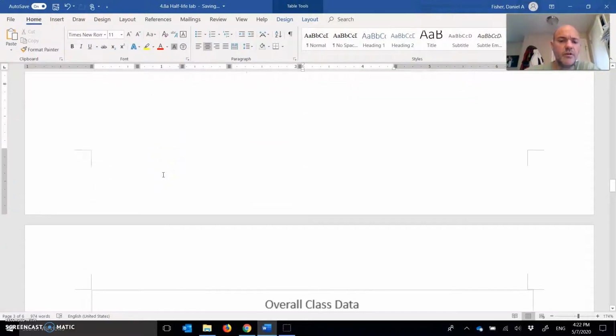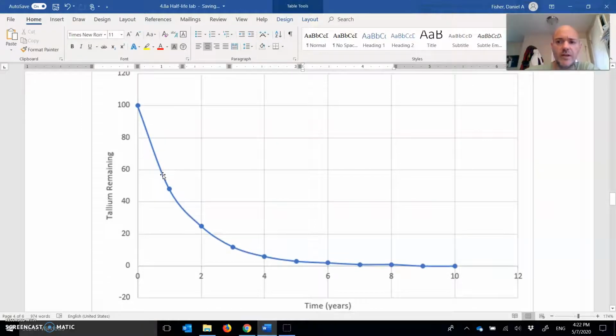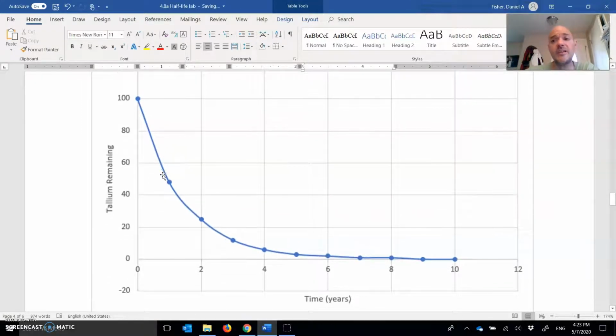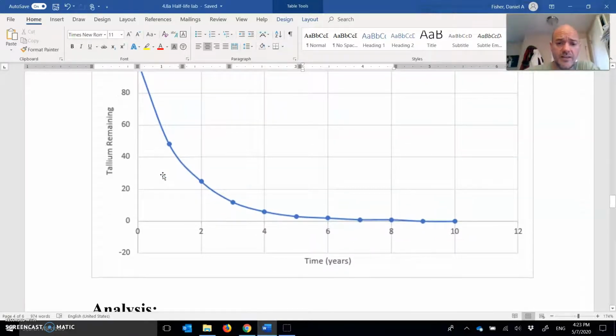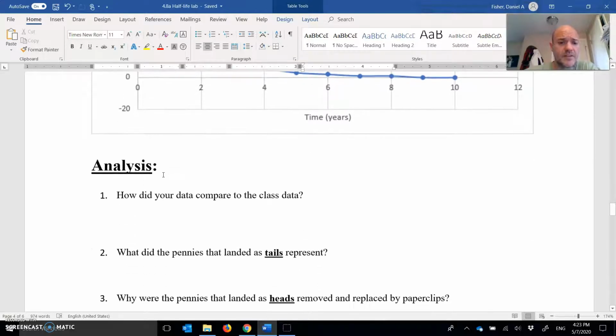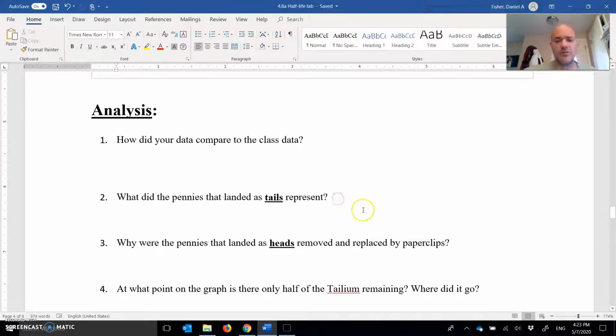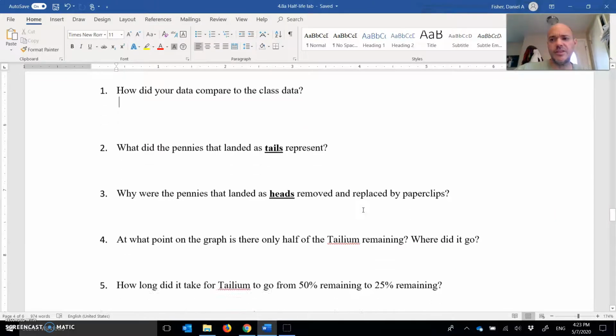And then below we have a data graph from what happened last year. And I'll be honest, this wasn't last year in my class, although my class was very similar to this last year. It looks a little like this. So think about how your data compared to the class data. Think about what the pennies that landed as tails represent, and what the ones that landed as heads represent.